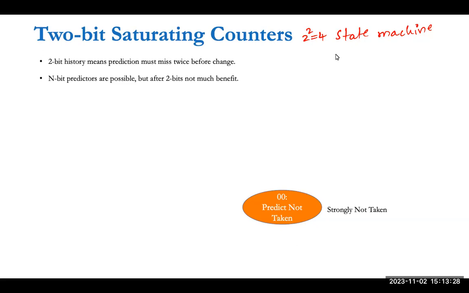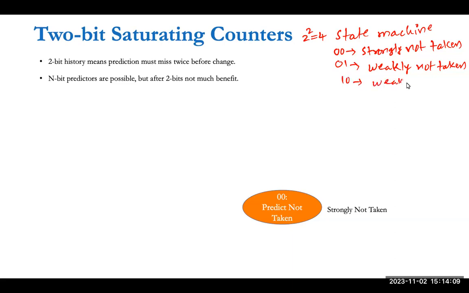In those 4 states, every state uses 2 bits. If it is 0, 0, that means strongly not taken. If it is 0, 1, it says weakly not taken. If it is 1, 0, it means weakly taken. And the 1, 1 state means strongly taken.